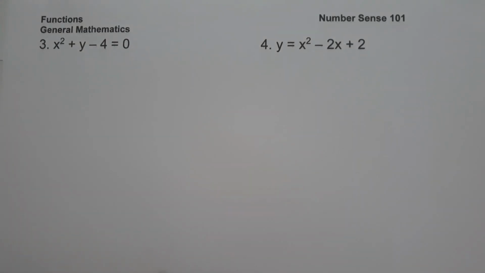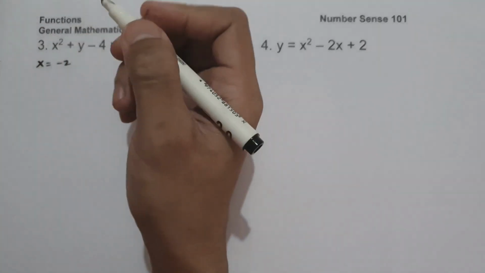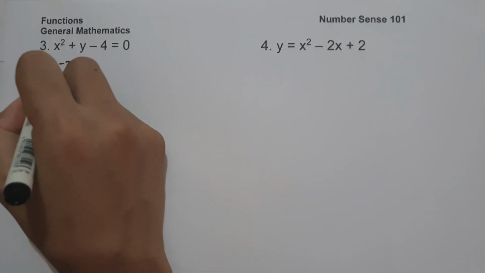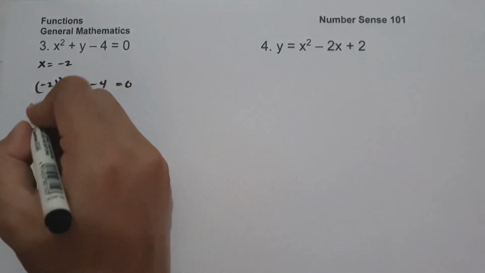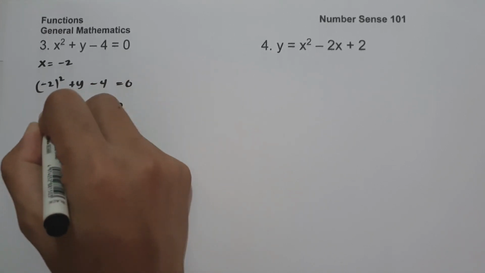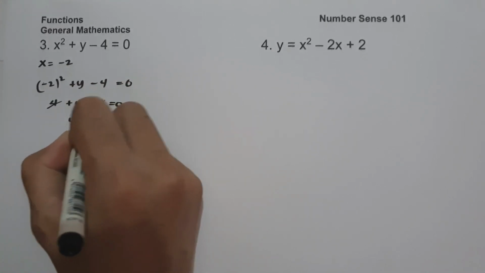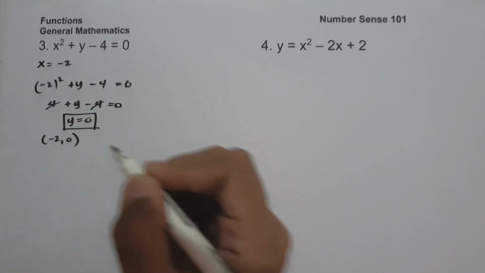On example number 3, we have x squared plus y minus 4 equals 0. So let's say, for example, x equals negative 2. So let us have negative 2 squared plus y minus 4 equals 0. Negative 2 squared is 4, plus y minus 4 equals 0. 4 minus 4 is 0. So y equals 0. So the ordered pair is negative 2 comma 0.